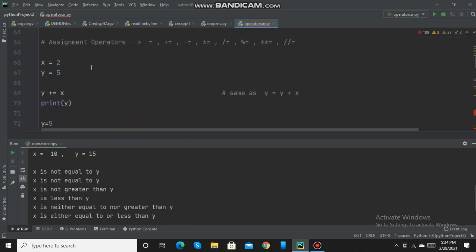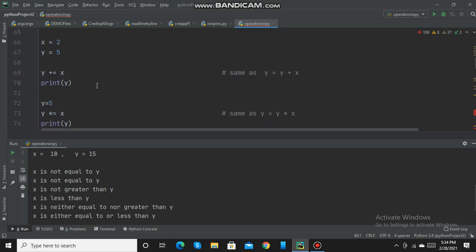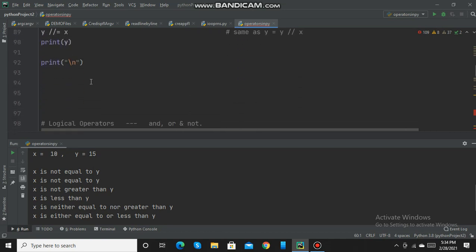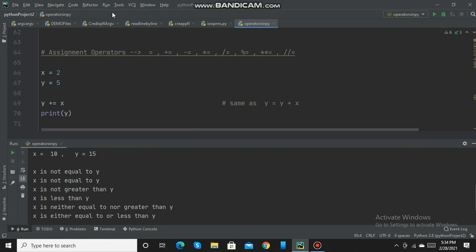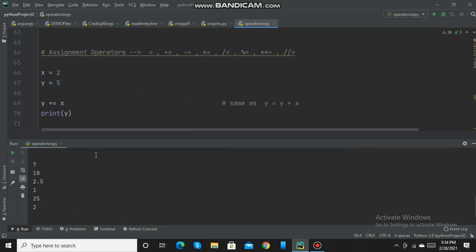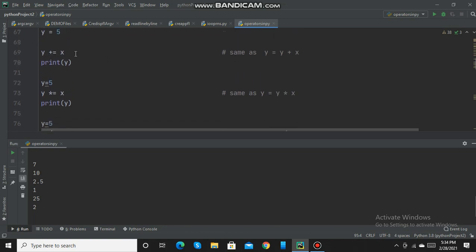Now next is the assignment operator. So assignment operators are equal to, plus equal to, minus equal to, multiply equal to, then division equal to, modulus equal to, exponent equal to and floor division equal to. So here I am taking the value of x as 2 and y as 5. So y plus equal to x means y is equal to y plus x.